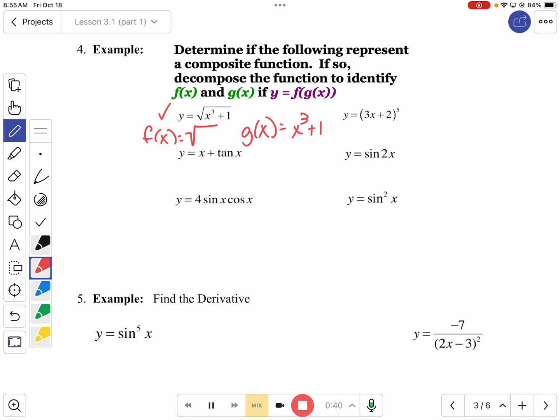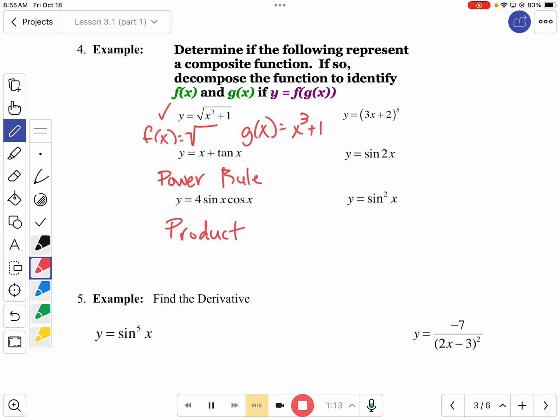So recognizing your inside and your outside, we're going to go down the line. What about x plus tan x? Is it a composite? No, we're just adding two different types of functions together. That would be like general power rule. What about the next one? 4 sine x cosine x. Is it composite? No, it's a product. Good. Product. This is just power rule.